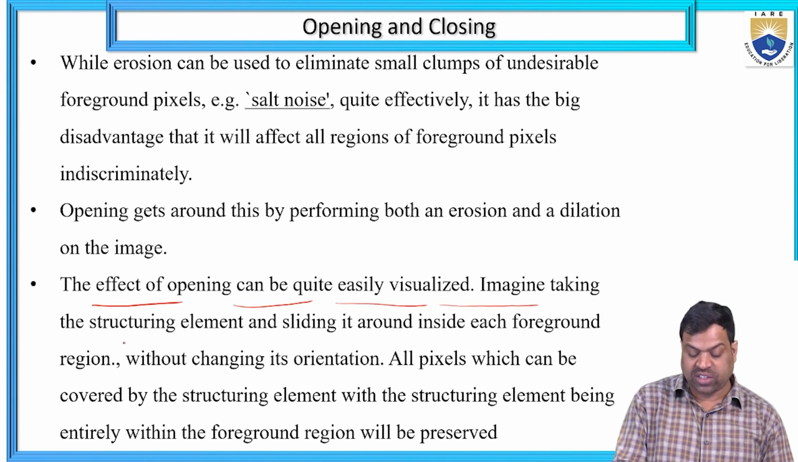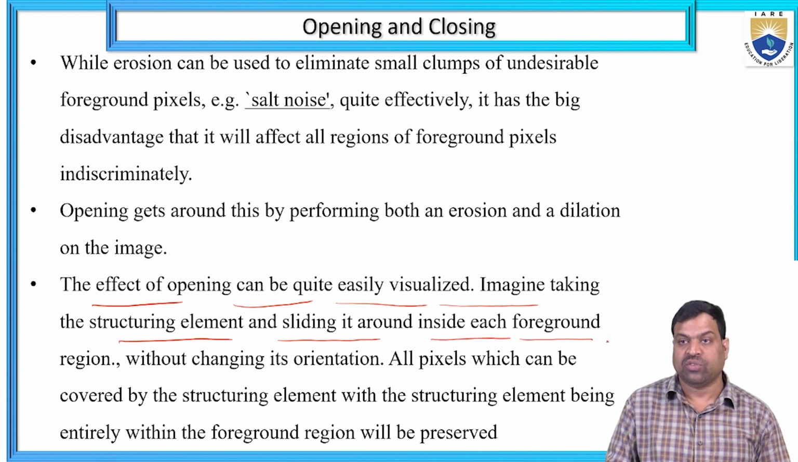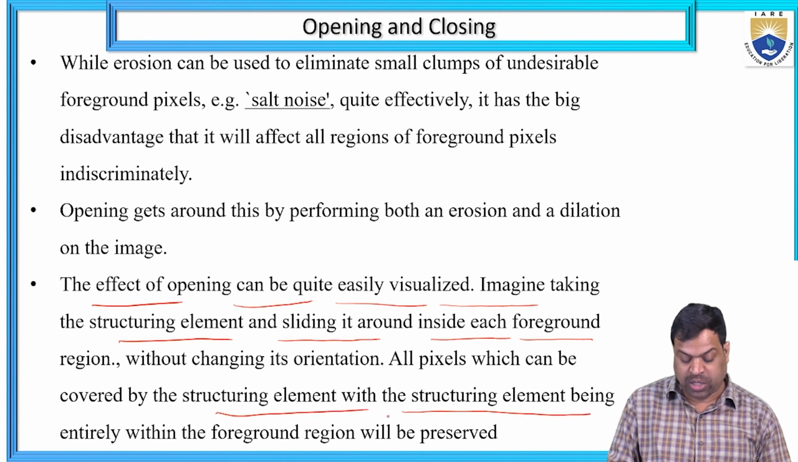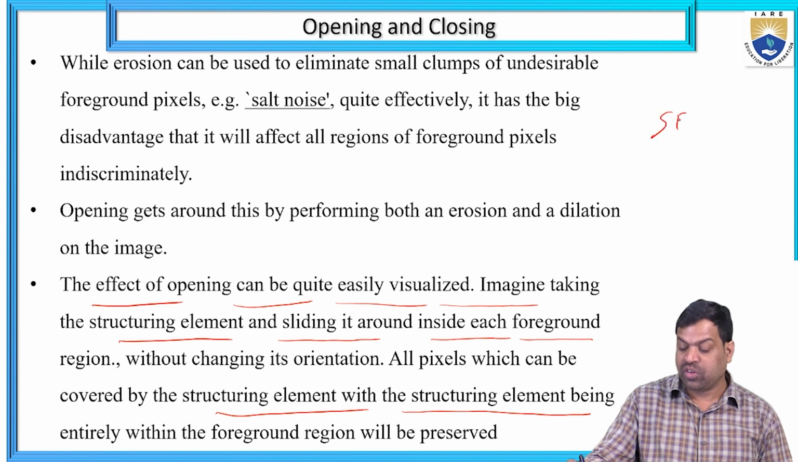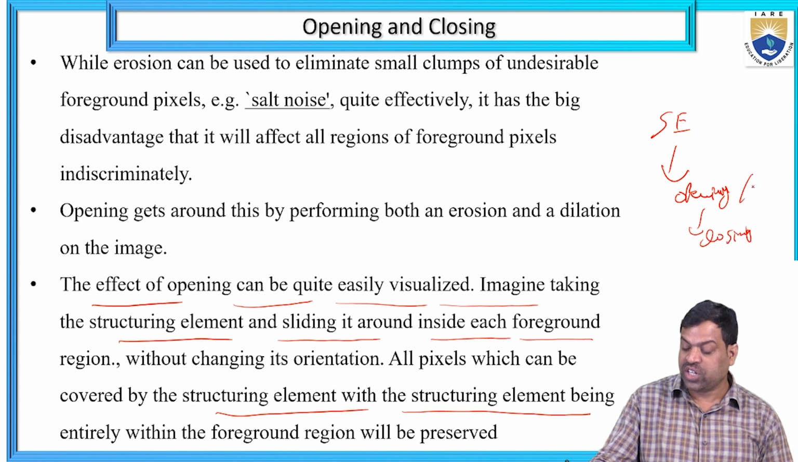Imagine taking the structuring element and sliding it around inside each foreground region without changing its orientation. All pixels which can be covered by the structuring element, with the structuring element being entirely within the foreground region, will be preserved. So when I am going for the structuring element, this is the effect of opening. Or when I am going for the closing, the structuring element is added to this one.